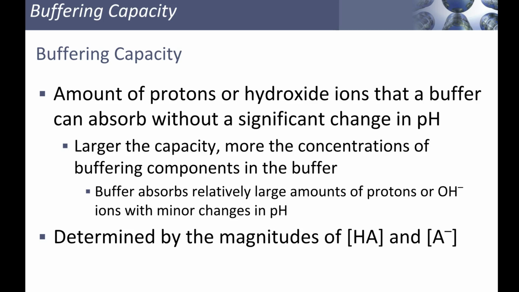Like in the case of blood, we've talked about there's only like a 0.2 change between 7.2 and 7.4. You don't want it to go much higher or much lower because that obviously affects the functioning of the entire organism. And the same thing with reactions, right? Reactions that take place at certain pHs. If the change happens, then obviously you're going to have a different reaction or one that possibly you don't want. Okay? And that is obviously determined also by the magnitude of the acid and the conjugate base of the acid.